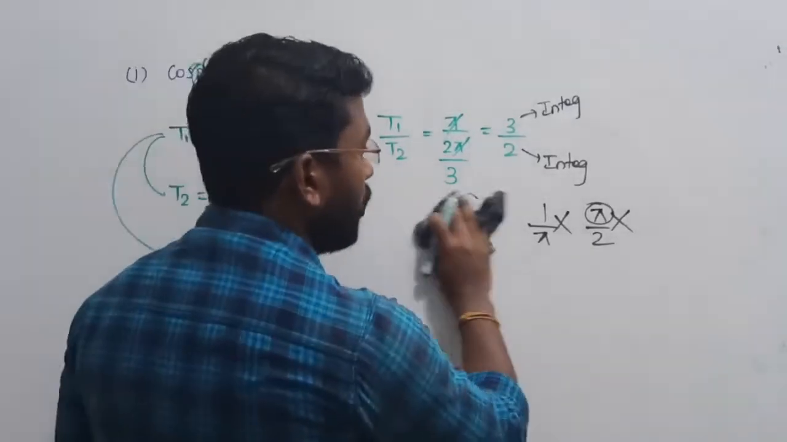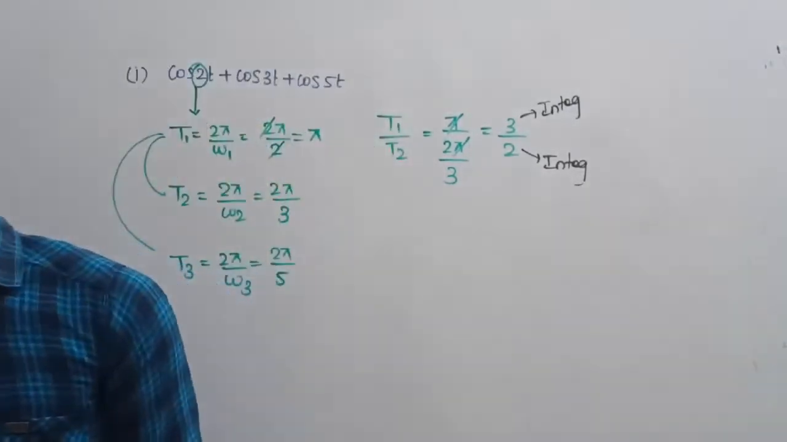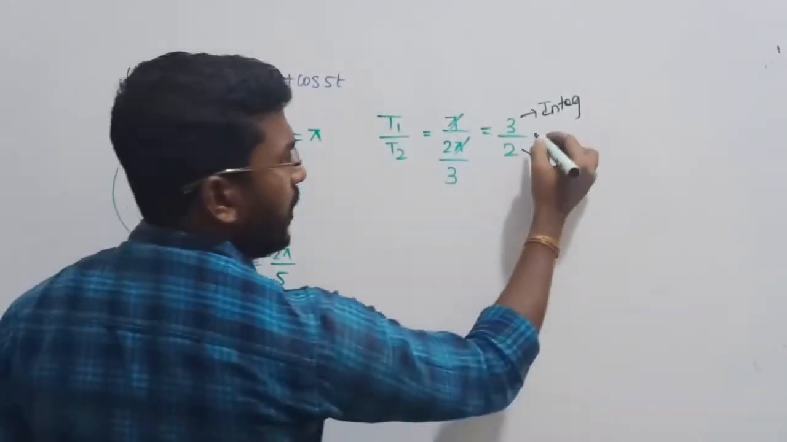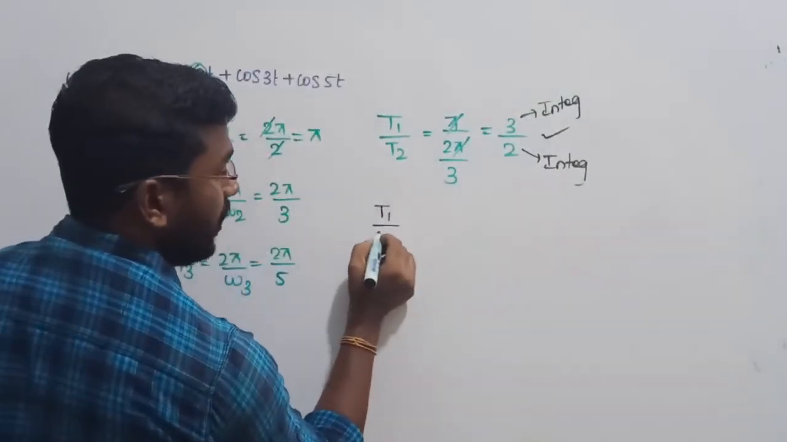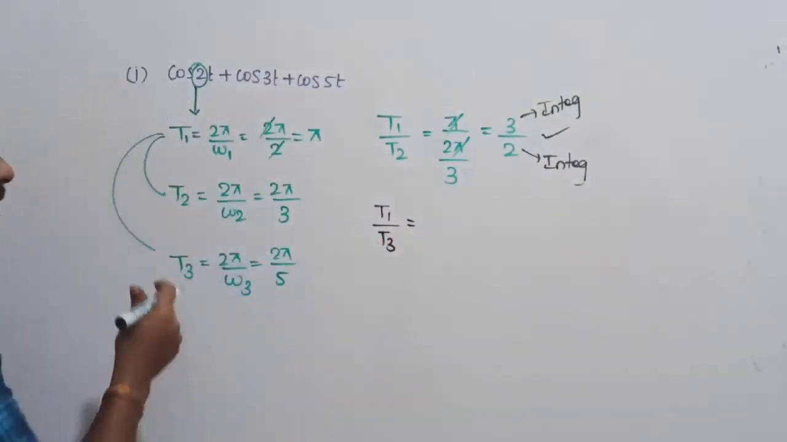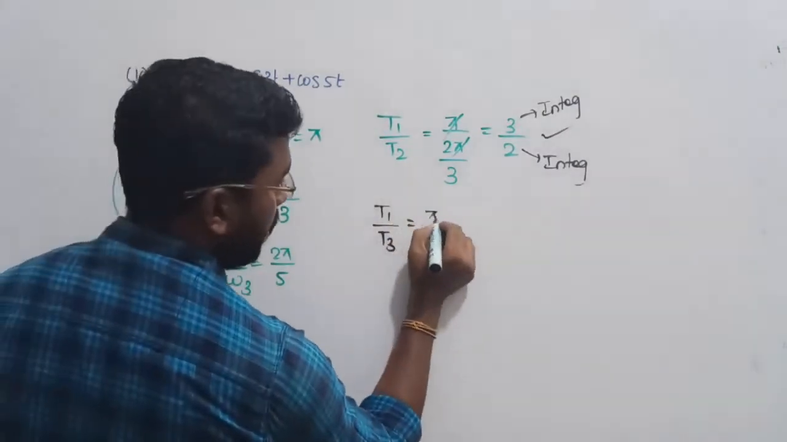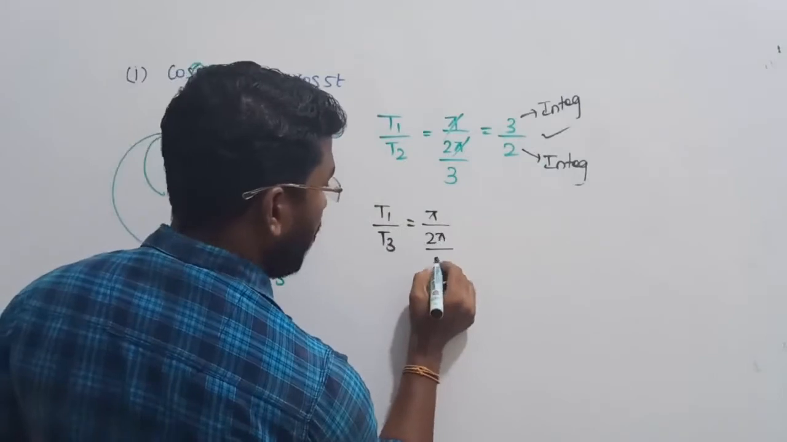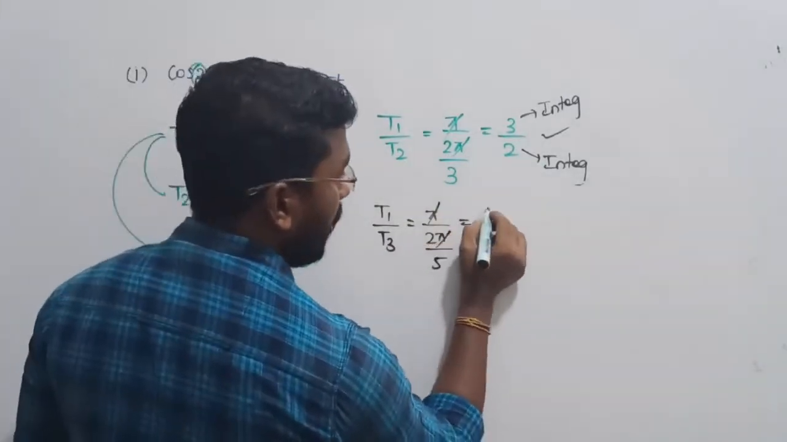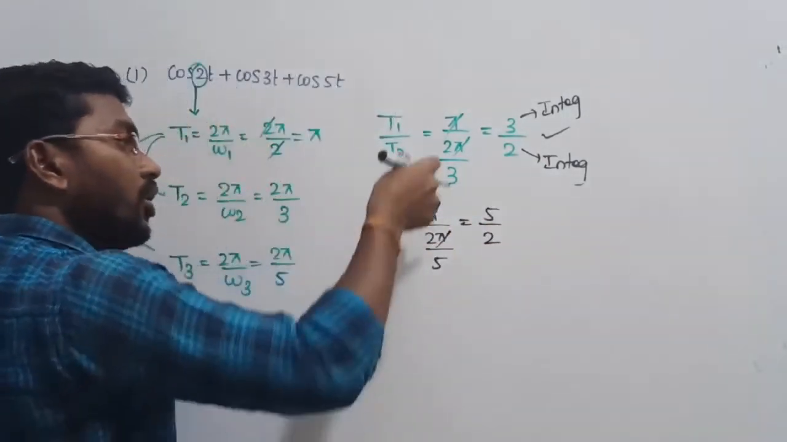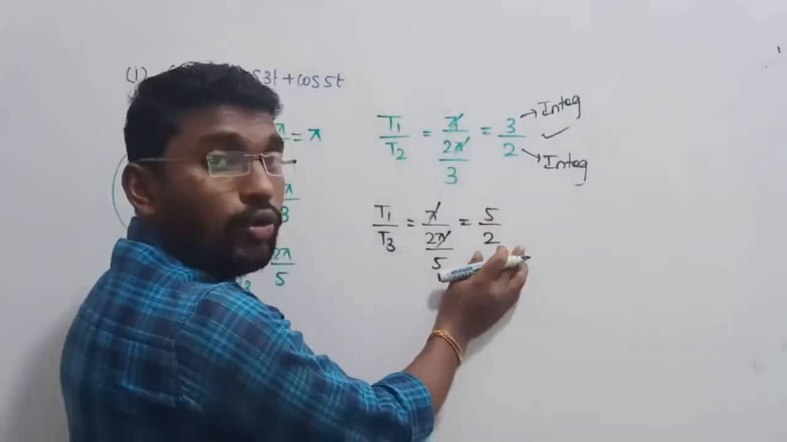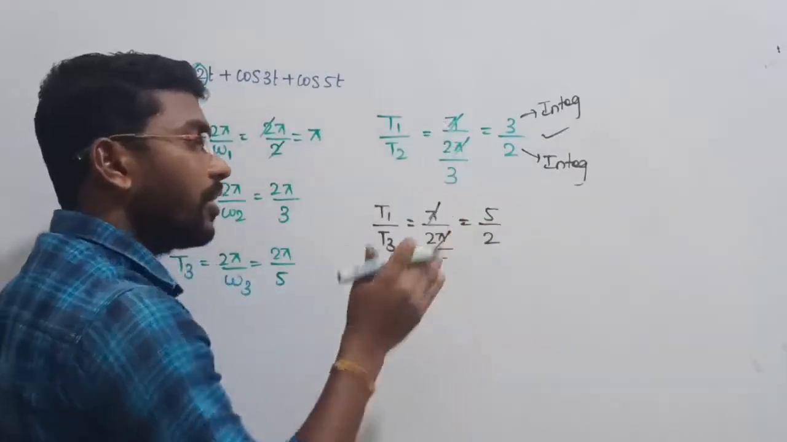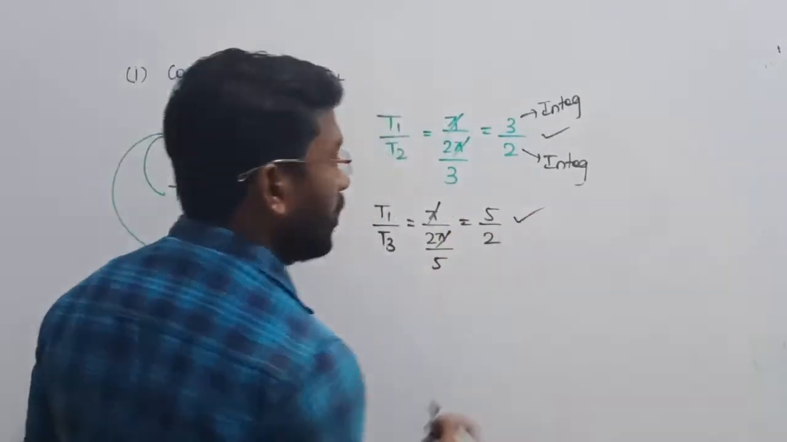So, T1 by T2 is rational. Let us check whether both conditions are satisfied. I said all the combinations. T1 by T2 is rational. Yes. What about T1 by T3? T1 is given as pi, whereas T3 is given as 2 pi by 5. Pi gets cancelled, and I get 5 by 2. In the numerator I have 5, in the denominator I have 2. 5 is an integer, 2 is an integer, so both the numerator and denominator are integers. So that is also a rational number.